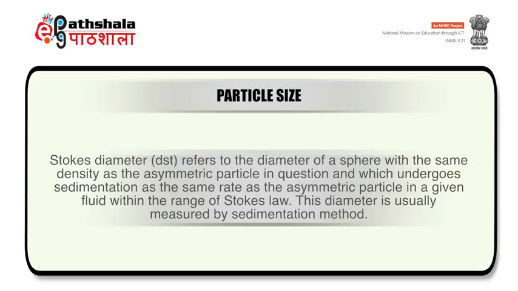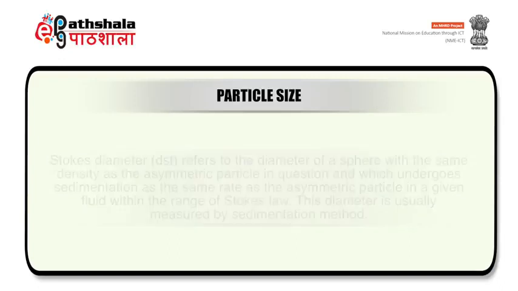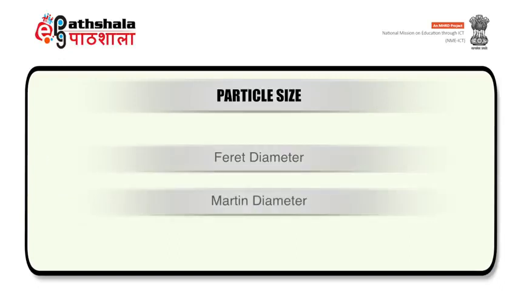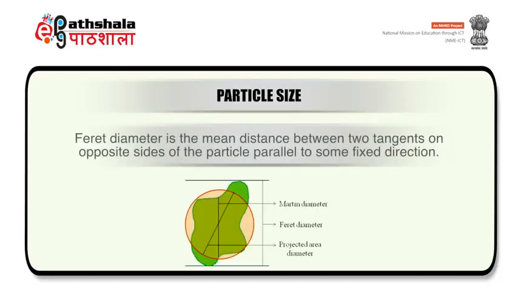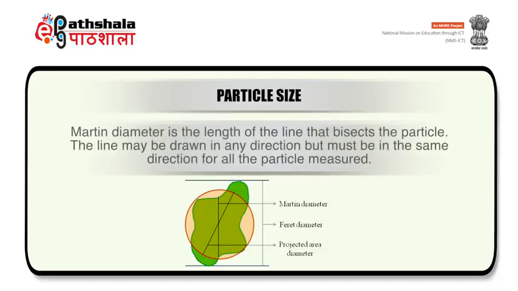Unless the particles are asymmetrical in 3 dimensions, these diameters will be independent of particle orientation. The other 2 diameters, the values of which are dependent on both the orientation and the shape of the particles, are Feret's and Martin's diameter. Feret's diameter is defined as the mean distance between 2 tangents on opposite sides of the particle parallel to some fixed direction. Martin's diameter, on the other hand, is the length of the line that bisects the particle. The line may be drawn in any direction but must be in the same direction for all the particles to be measured.